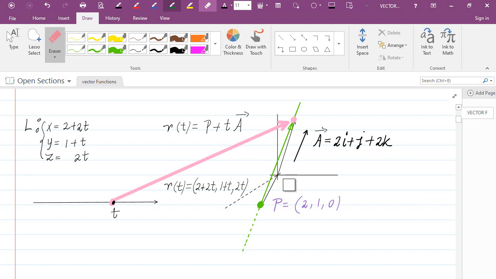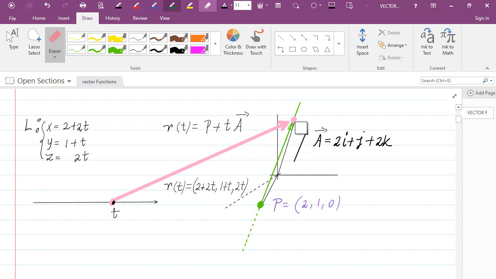So let's say the green point is the given point P, 2, 1, 0, and the pink point is an arbitrary point on the line. So notice that this arrow right here is the position vector of the pink point. Now the position vector of the pink point is equal to the position vector of P plus the green vector right here that goes from the green point to the pink point.